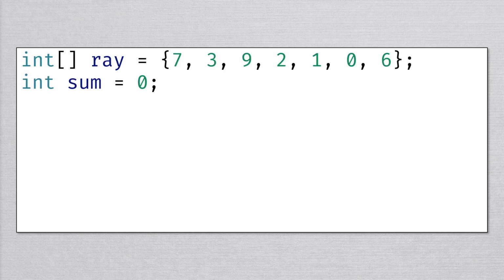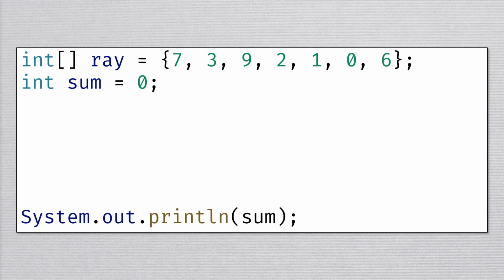Now that we have a general idea of what we want Java to do, let's switch to code and make that happen. First step is to create the array that holds our values and the sum variable to keep track of our running total. Since this is just a quick demo, we're going to print out the sum at the end.